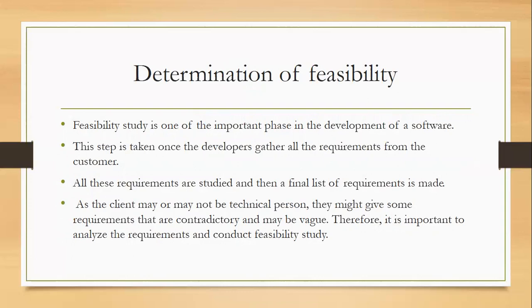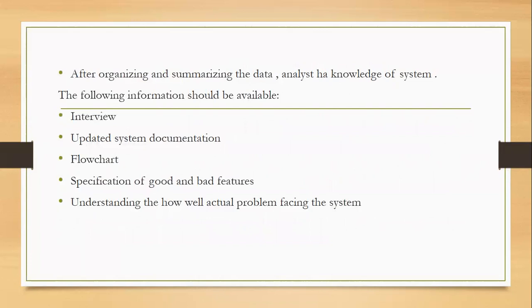Once the requirement analysis process is done and the whole process is done, then we check whether the process is feasible or not, whether the system is working appropriately or not. This is done after gathering the information and also after implementing the system. All these requirements are studied and the final list of requirements is made. A client may or may not be a technical person. They give so many requirements, which may be contradictory, so we have to manage according to the actual requirements. That's why a feasibility study is required.